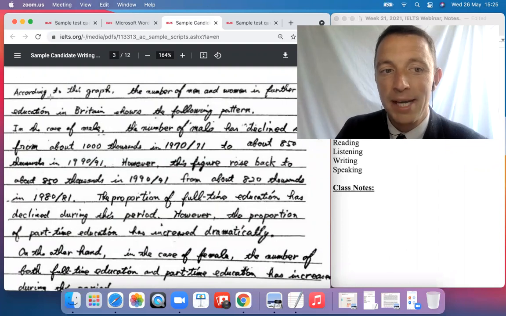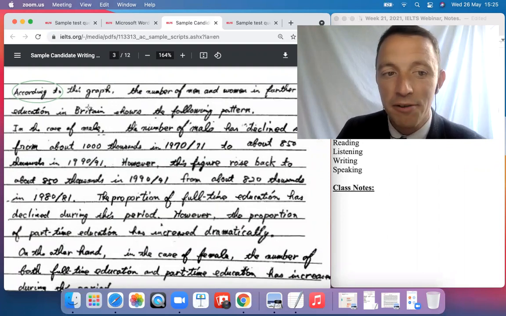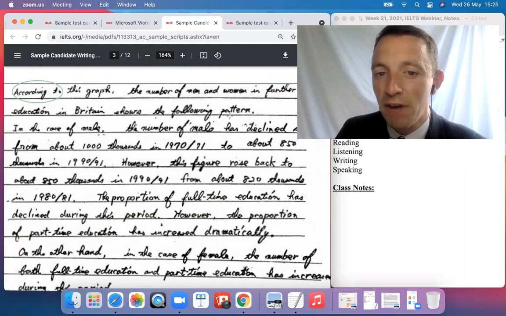So at the beginning, "according to", that's very good English. In Spanish, it's según. According to this graph, the number of men and women in further education in Britain shows the following pattern.